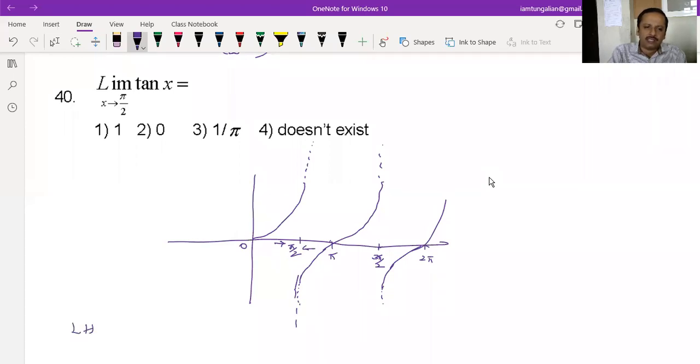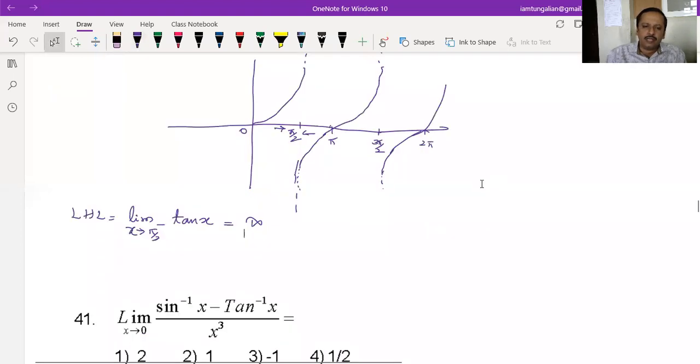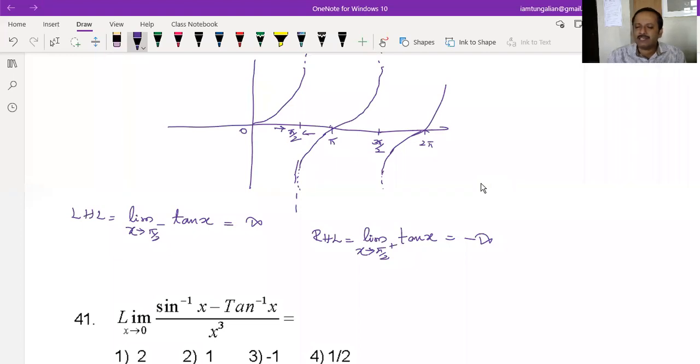So here the left hand limit, limit x tends to pi by 2 minus of tan x, is equal to plus infinity. On the other hand, the right hand limit, limit x tends to pi by 2 plus of tan x, when x approaches pi by 2 from the right side, will tend to minus infinity. Left hand limit is plus infinity, right hand limit is minus infinity. So the limit does not exist.